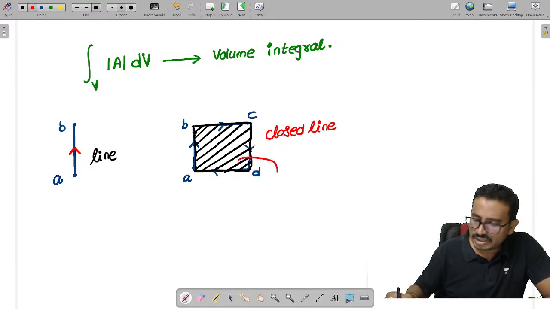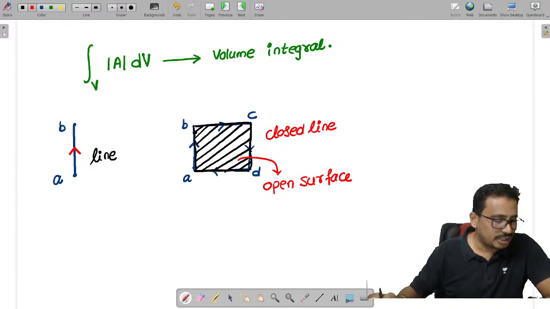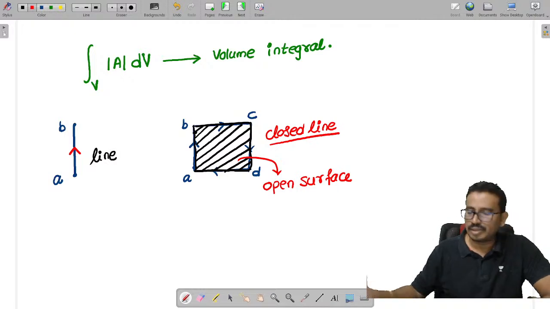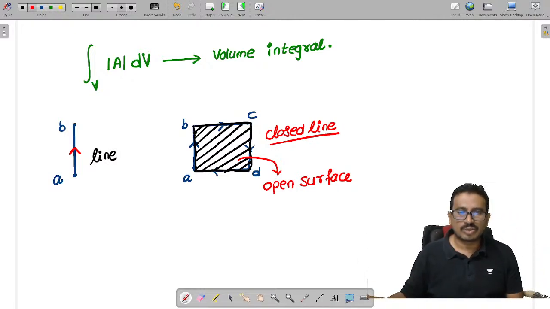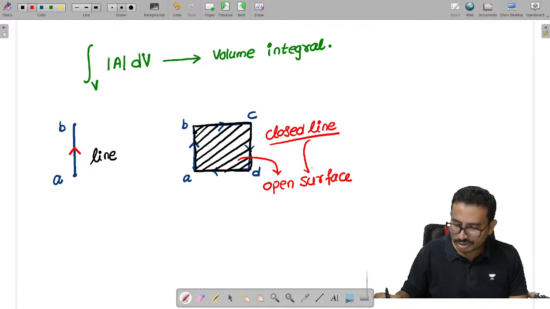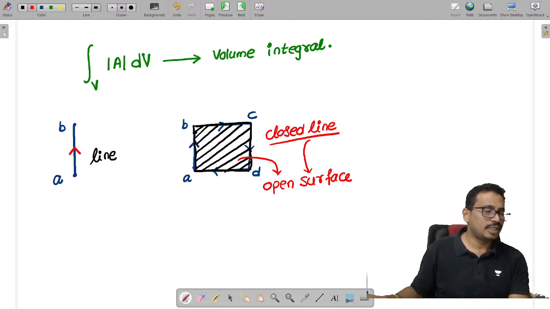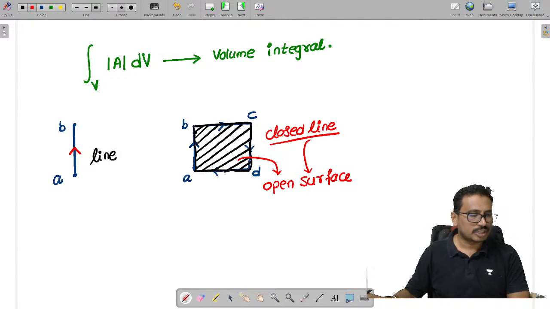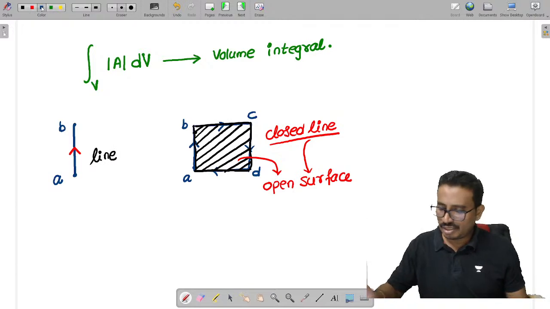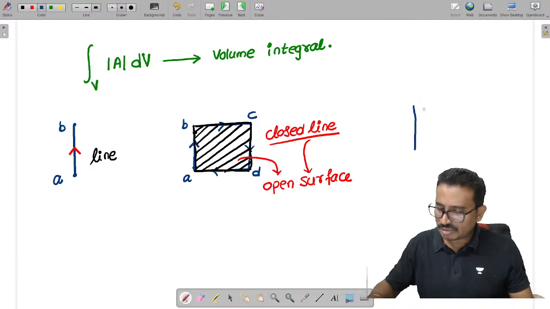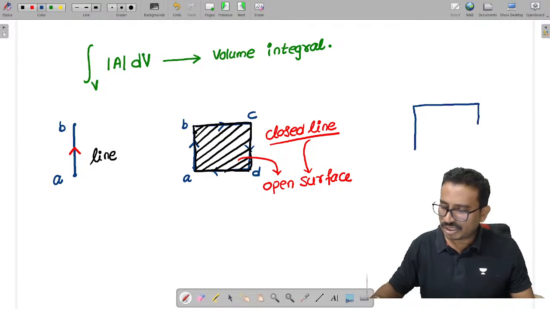This surface is called an open surface. Basically this is a closed line, and this closed line is equal to an open surface. Is it clear? You tell me. It's an open surface.